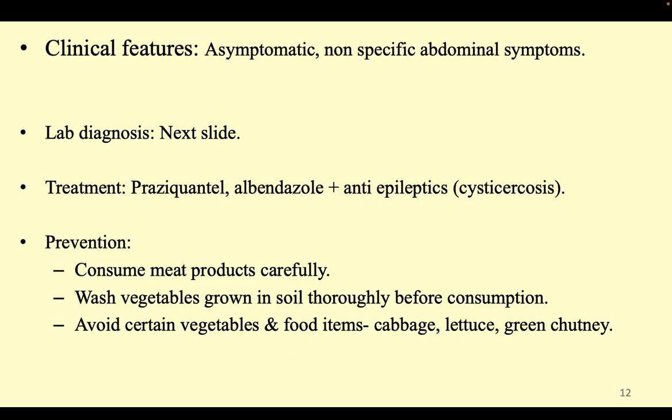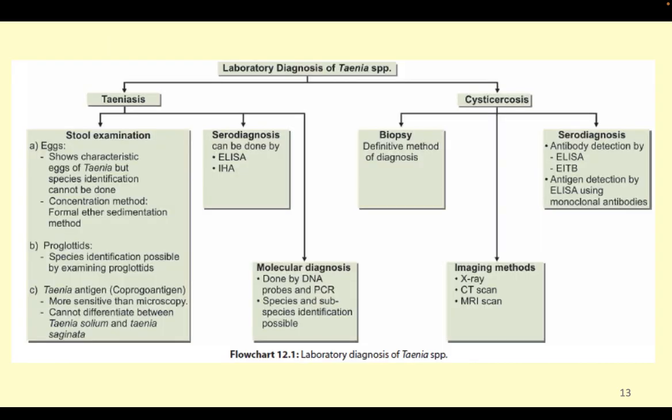To prevent this infection, meat products should be consumed carefully. Vegetables that are grown in soil or at ground level should be thoroughly washed before consumption. The use of sewage treated water for irrigation should be done carefully, and sanitation measures need to be improved. Certain vegetables and food items should be avoided. For example, cabbage, lettuce, or even that pudina chutney, green chutney should be avoided.